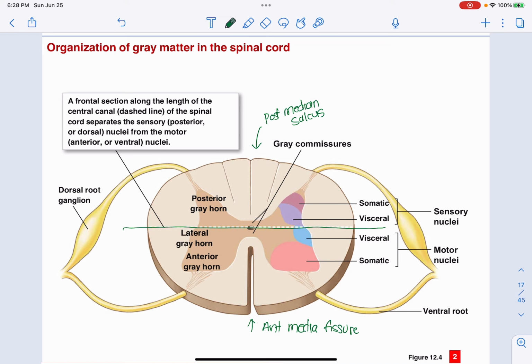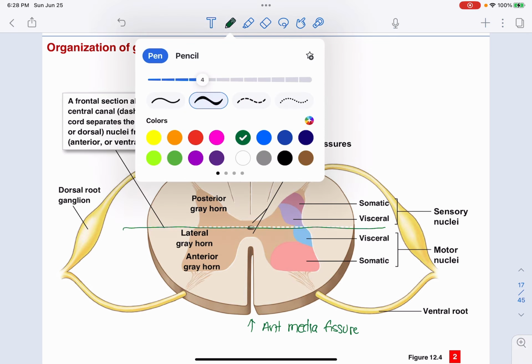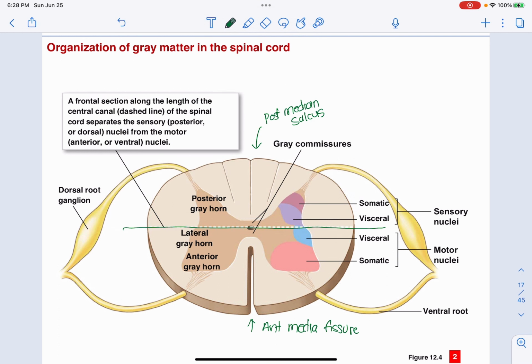All right, so now that we have orientation, we're going to take a look at the gray matter. So that's the deep neural tissue that looks like a butterfly or shaped like an H. That is the material that we're going to talk about, and we're going to organize this. So first, let's organize it into sensory and motor, and then we'll break it down even more.